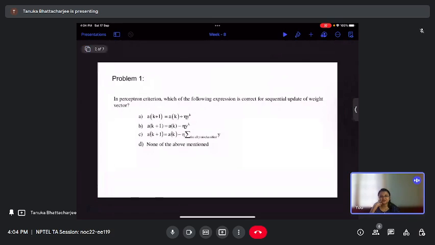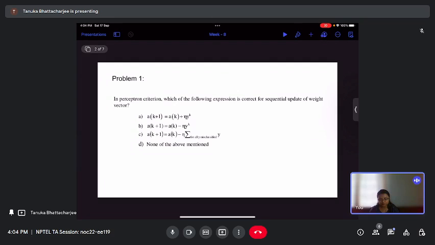For this one I would like any one of you to answer. So the question is, in perceptron criteria, which of these expressions is correct for sequential update of weight vector? Since this is the fundamental formula for perceptron criteria, the answer is option A.